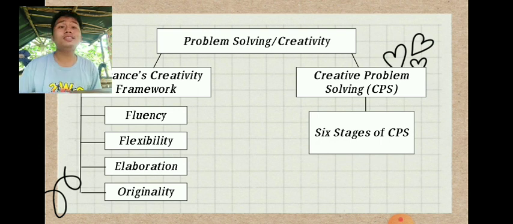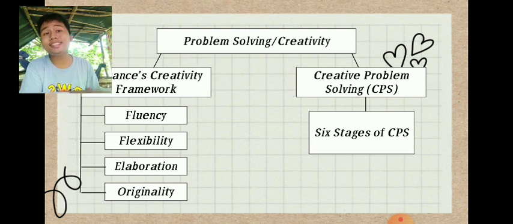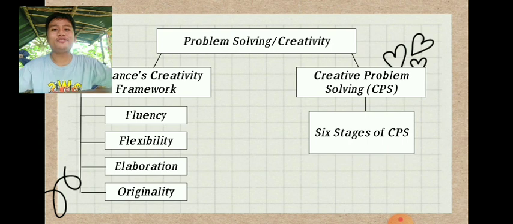The Torrance Creativity Framework has subtopics, which are fluency, flexibility, elaboration, and originality. And on the right side, the creative problem solving relates to the six stages of CPS. Later on, we will know what fluency, flexibility, and so on really are. So just sit back, relax, and be thrilled for our topic for today.